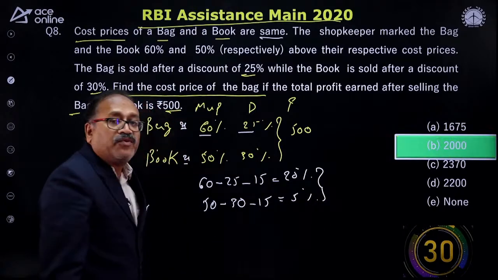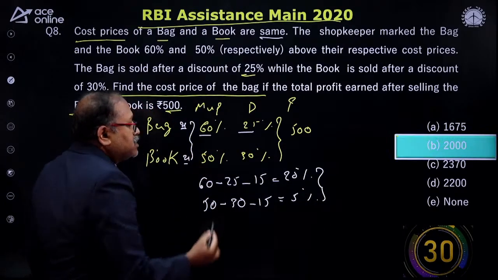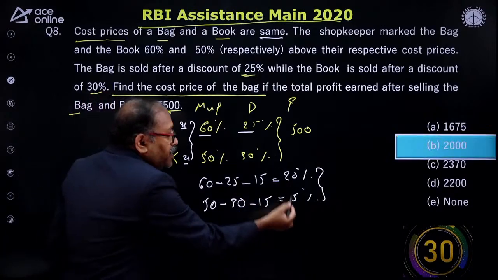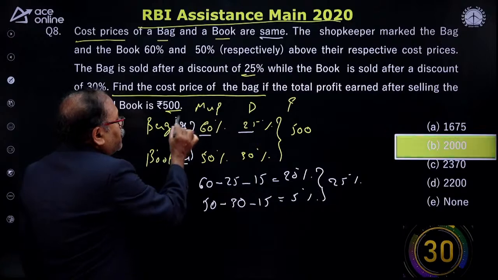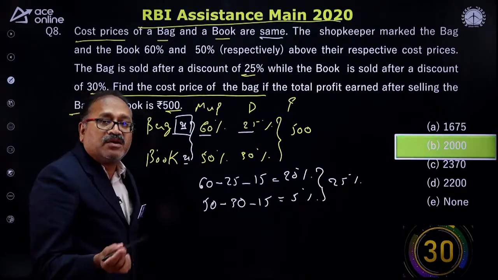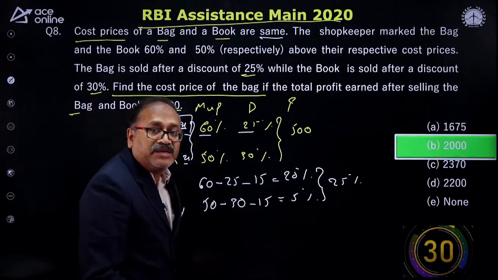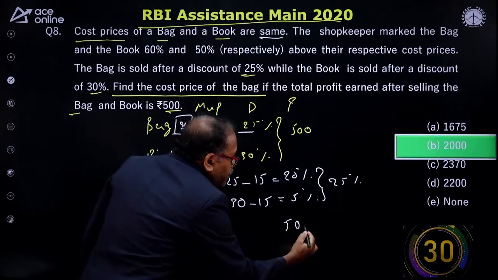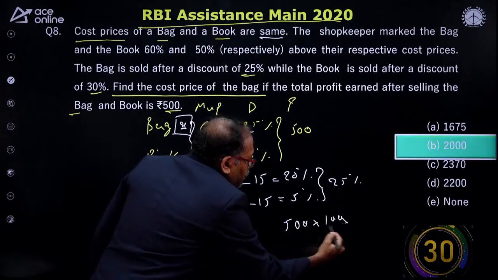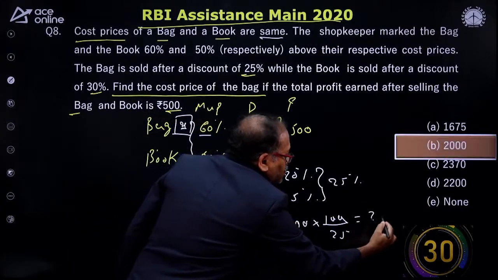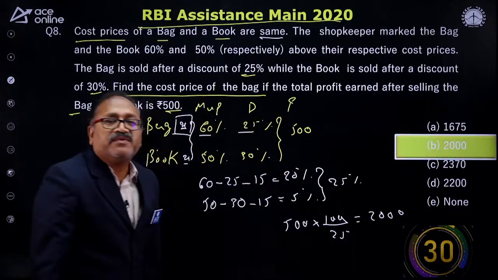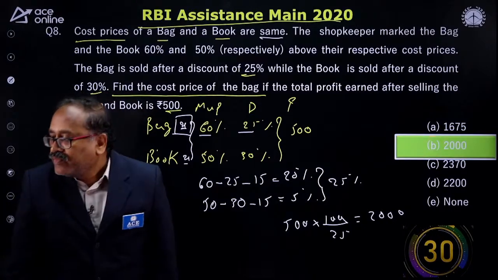Overall what percentage profit? As the cost price, CP is same, so I can directly find it out. 25% is the profit. So if the 25% is the profit, so what is the cost price of the bag or the book? So that means 100%. So that is 500 into 100 divided by 25, and you know that 2000 is the result over here. So nicely, with a very less time you answer the question.